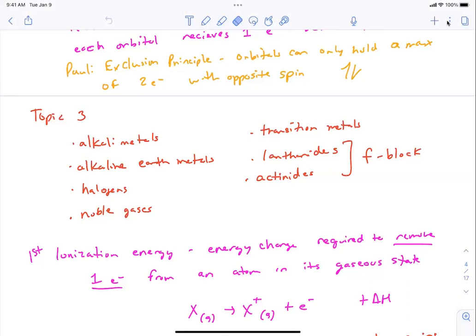Break's about to start, but topic 3. Okay, know these names of the sections of the periodic table: alkaline metals, alkaline earth metals, halogens, noble gases, your transition metals, your lanthanides and actinides. Those are your F block. Those are the rows at the very bottom. Those are actually kind of easy to remember because they're based on the element that starts each row. So the lanthanides are lanthanum, and the actinides are actinium. So if you don't remember those names, they just start with the element that's in the first spot in that row.